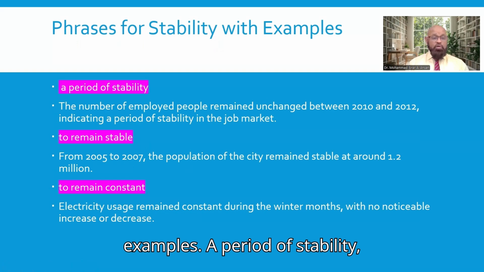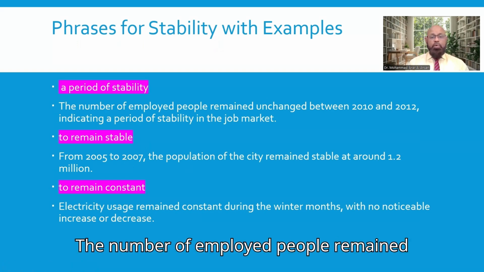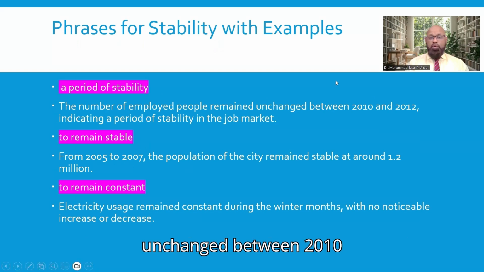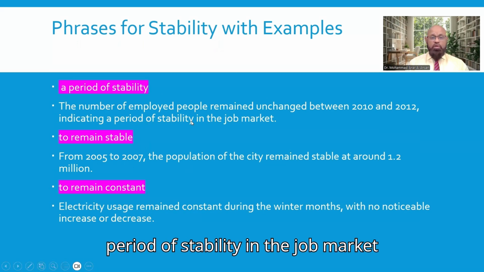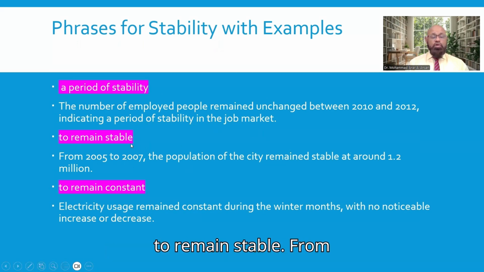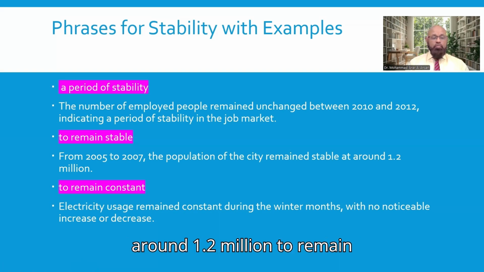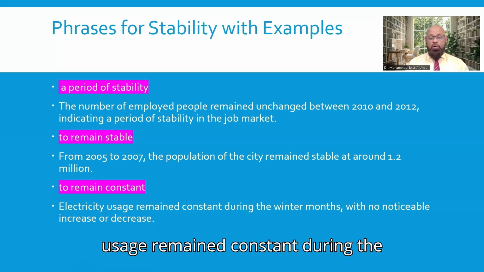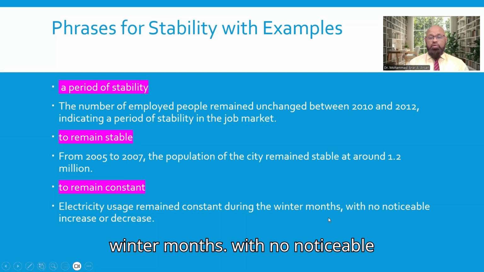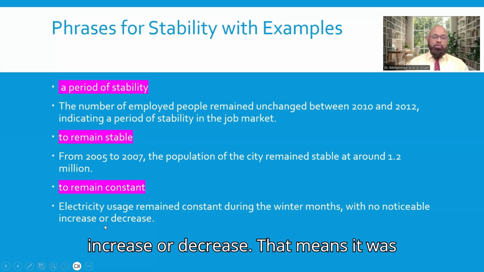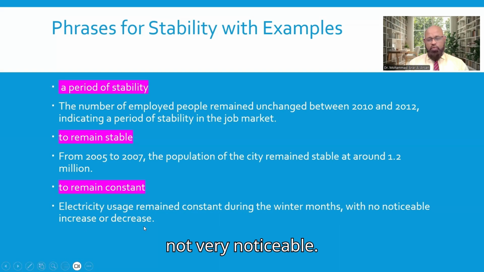A period of stability. The number of employed people remained unchanged between 2010 and 2012, indicating a period of stability in the job market. To remain stable. From 2005 to 2007, the population of the city remained stable at around 1.2 million. To remain constant. Electricity usage remained constant during the winter months, with no noticeable increase or decrease. That means it was not very noticeable.